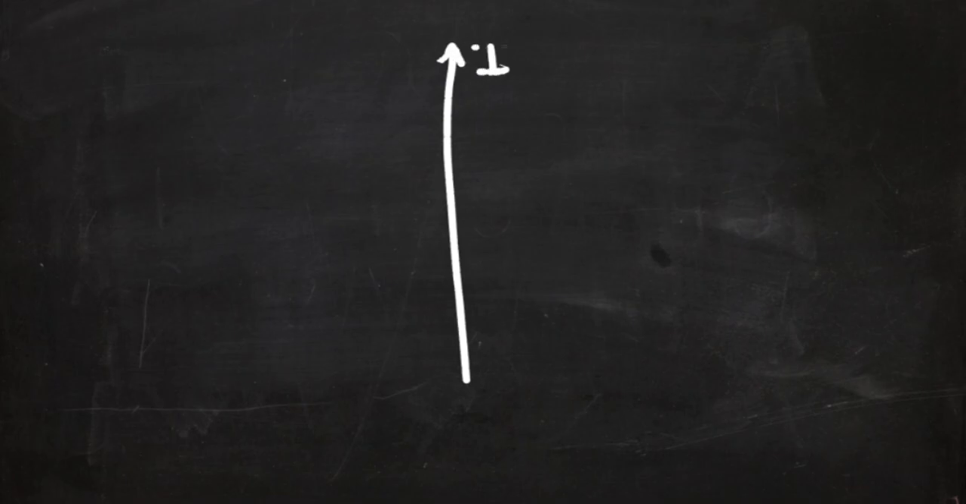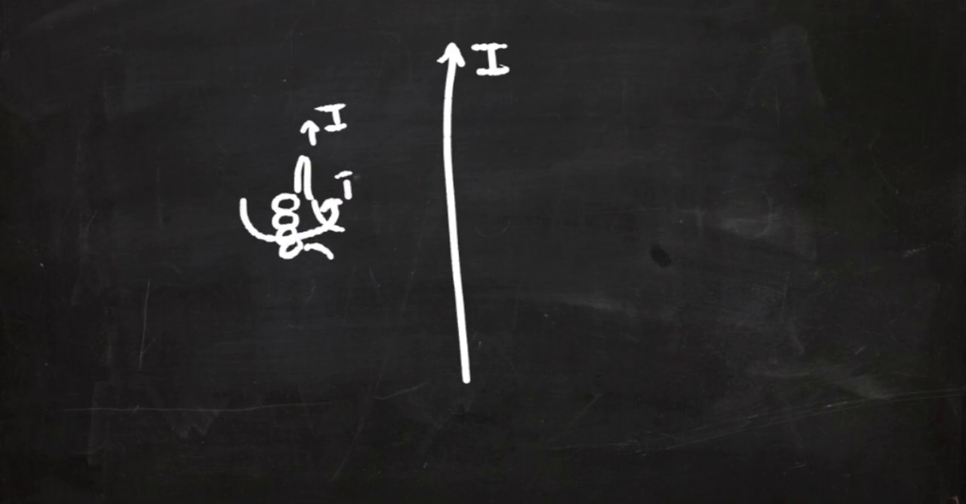So we have this long cylindrical wire, and using the right-hand rule where we point our thumb in the direction of the current, our fingers give us the direction of the B field. So the B field should go around like this relative to the current pointing upward.